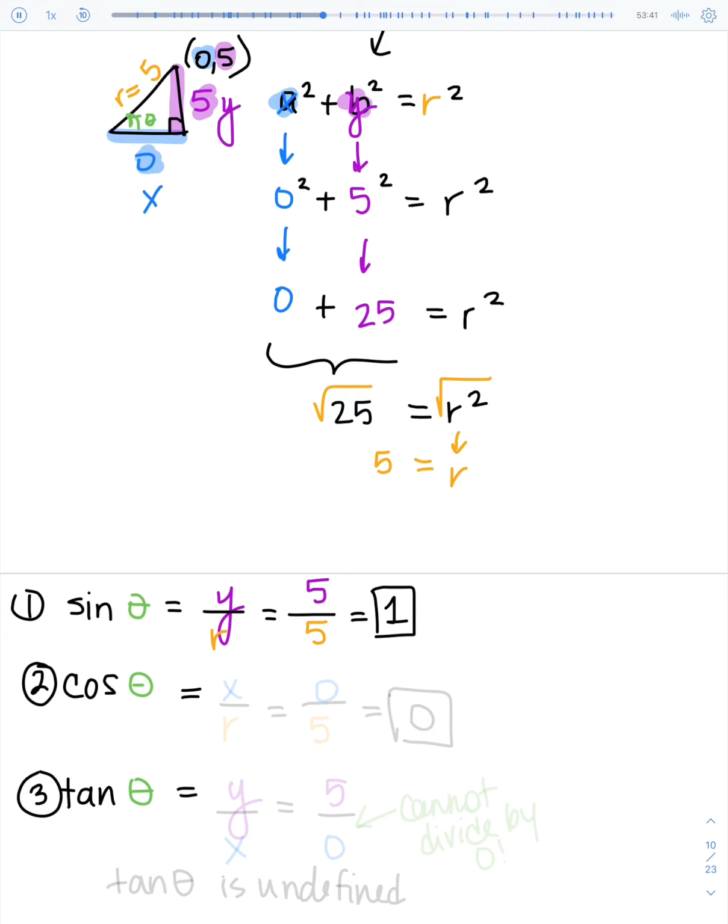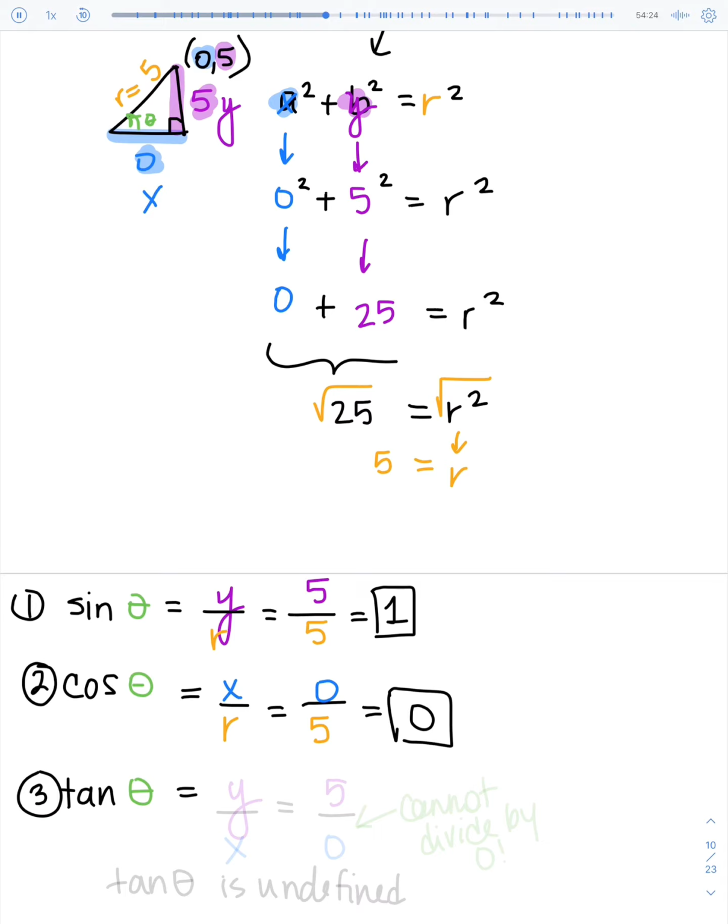Okay, now I can do cosine, which is normally CAH, adjacent over hypotenuse, which would be adjacent is the x side over the hypotenuse, which is again r in our new picture. So we have our radius is 5, our hypotenuse is 5, and our adjacent side x is, according to that picture, 0. Now notice something here. We get 0 divided by 5, which is just 0. So cosine is 0.